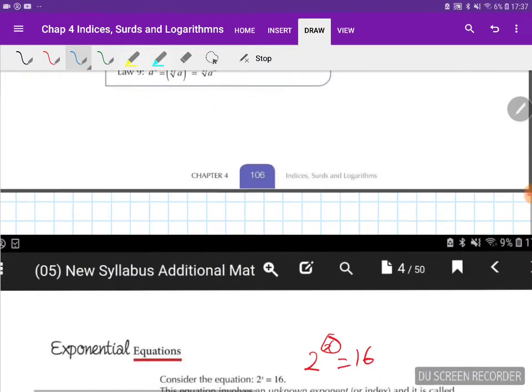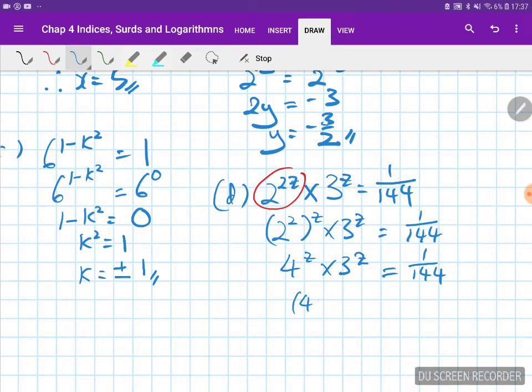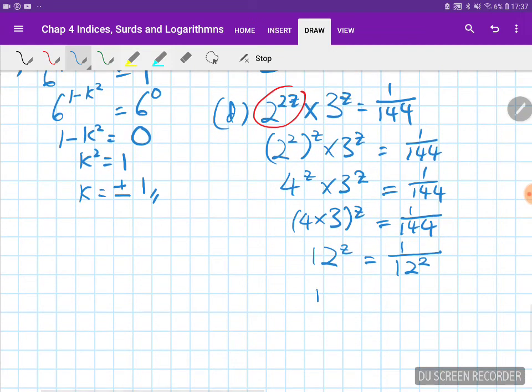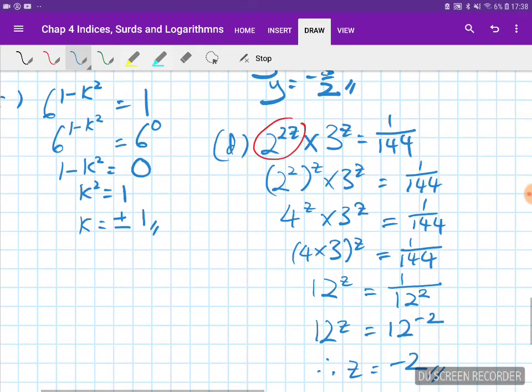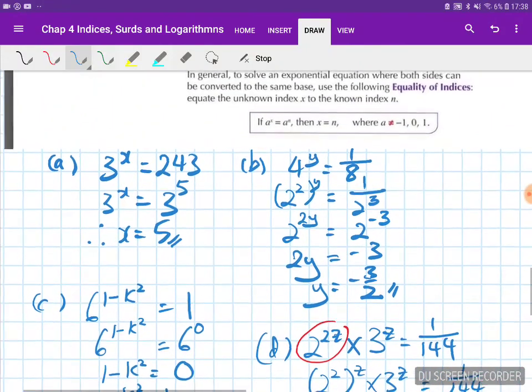So what it means is I can actually multiply the bases to the power z. What is 4 times 3? We know it's 12 to the power z. And guess what? The 144 is also a very special number. It's 12 square, so 12 to the power z equals 12 to the power negative 2. Now you have the same base, therefore z equals negative 2. Quite easily done. Basically this is an equation that you have done in E-Math. Please copy down these examples in your exercise book.